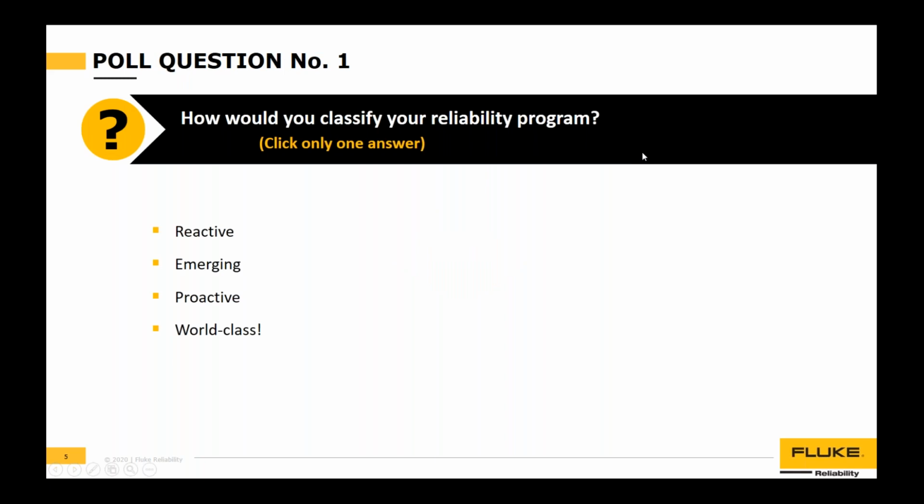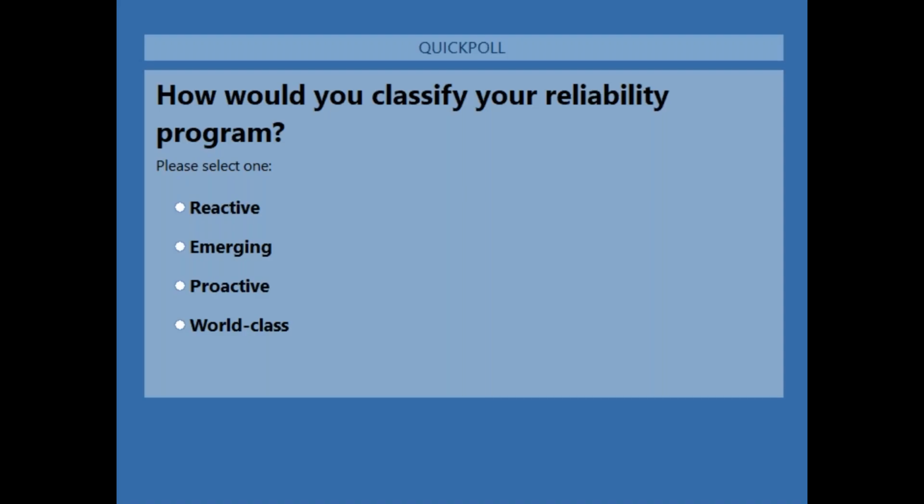So first thing I'd like to do is let's do a poll. I want to get a little bit of an understanding about where you consider your reliability program. Are you reactive in that you're still doing a lot of fix it when it breaks? Are you emerging where you're starting to utilize some different types of tools, a little bit better processes? Are you being proactive where you're focusing solely on driving risk out of the business? And ultimately, are you a world-class organization?